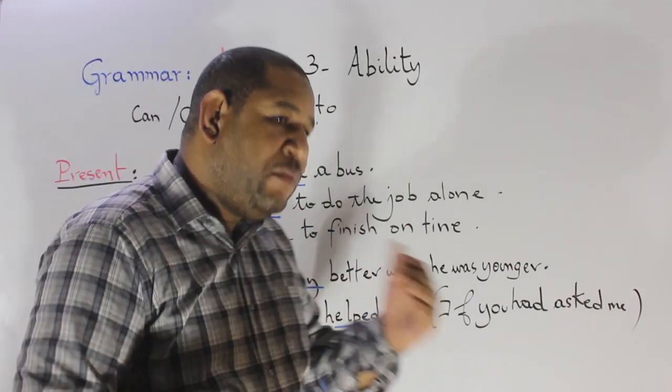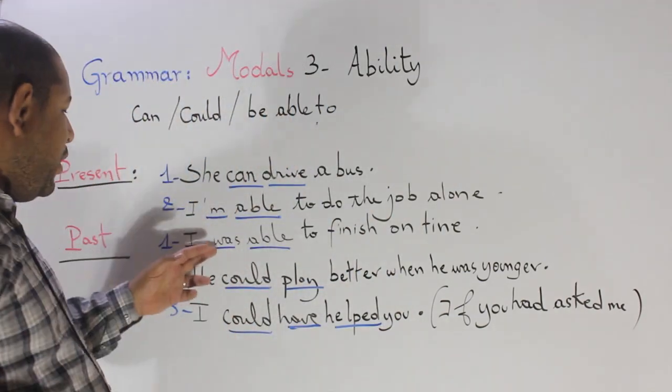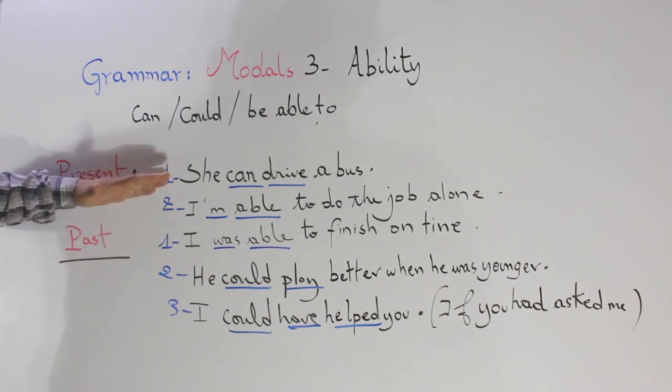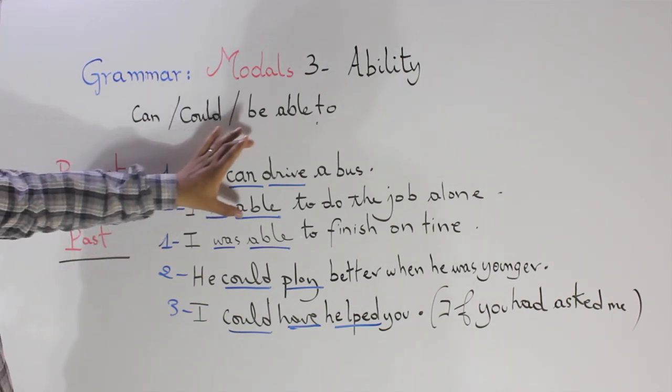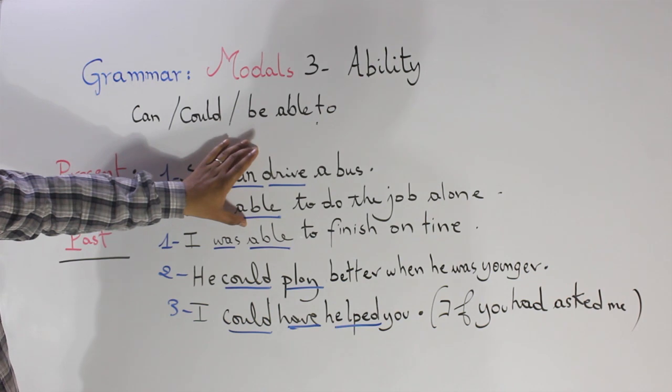Look here, the job, just this job. Another job, I don't know. We are going to see. But this one. Here for the past, so this is the present. If you want to use can, or you can use be able.